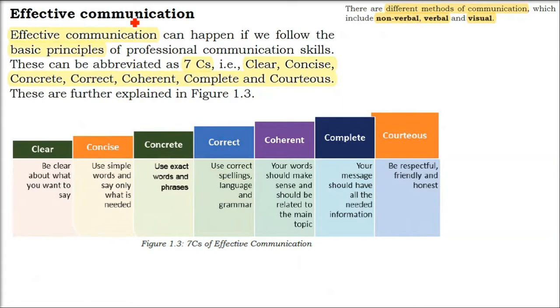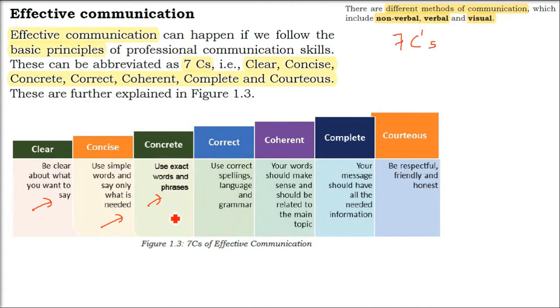So what we deduce from all this discussion is, if you want to be an effective communicator, there are certain basic principles. We call them the 7 C's. First is clear. Whatever you say, you need to be clear about it, meaning you should have an idea what you are trying to speak. Concise means don't create stories. Just use those words which are important, because words play an important role.